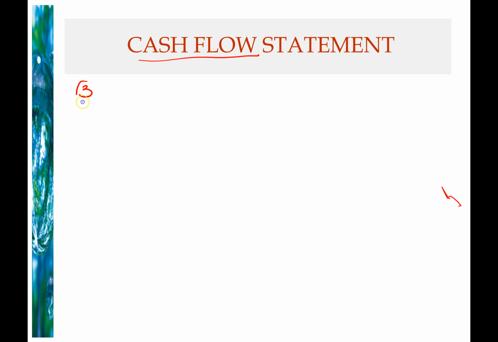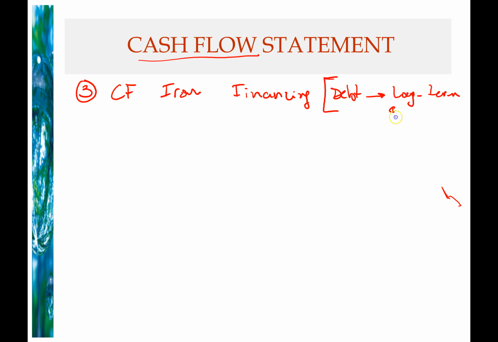Okay, third section, we said it was cash flow from financing. Now when you hear financing, what are you thinking about? When I hear financing, I'm thinking about debt, long-term and short-term. So how does my cash behave under this category?